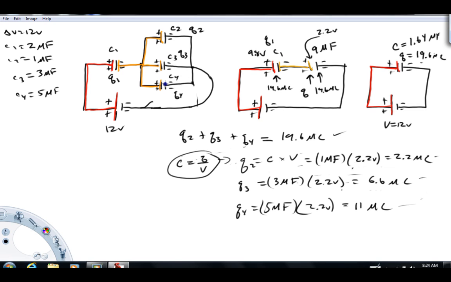So, anyway, that's pretty well it in a nutshell. I hope this video helped demonstrate how to use the concept of equivalent capacitance to simplify a circuit full of capacitors, and then work back to the original to calculate both the charge and voltage across each capacitor.